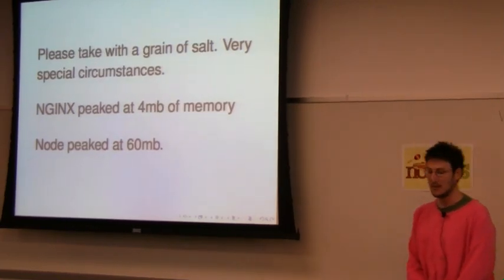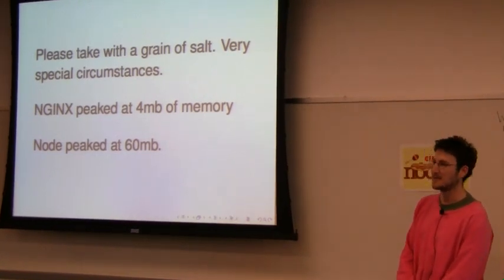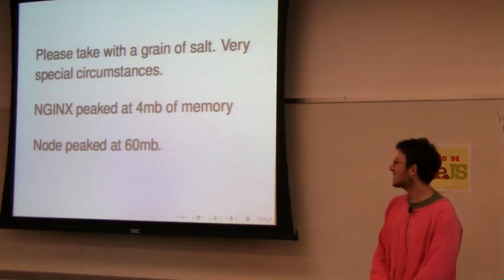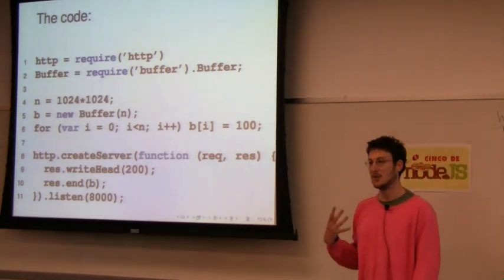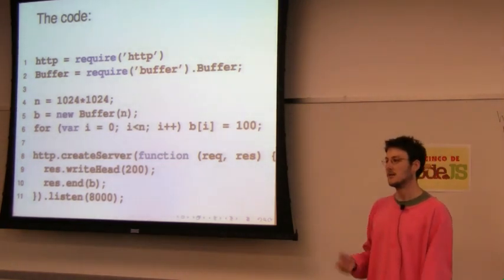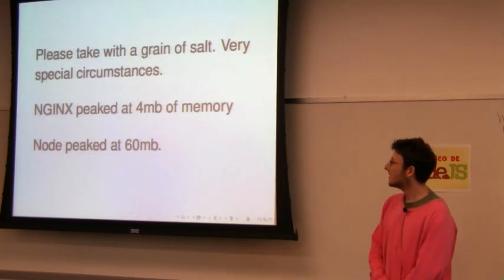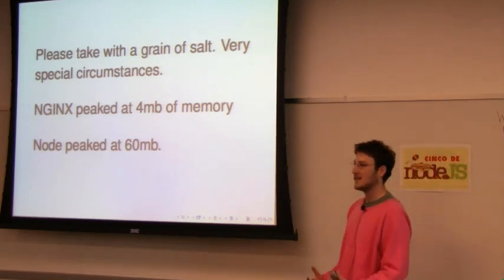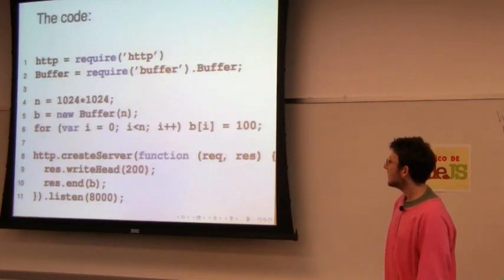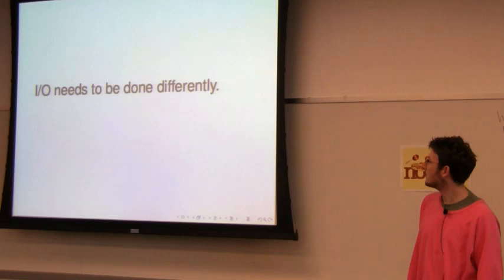I want you to take this with some grain of salt. The Nginx process was using 4 megabytes of memory, and Node was using 60 megabytes of memory. This is a pretty specialized program where you're writing out just one chunk of memory all the time. Nginx was serving a 1 megabyte file, so it was probably doing some file system polling. There was probably a lot more going on there. But nevertheless, it's nice to see that your web server could possibly be serving static files from memory at a speed that is equivalent to an optimized C web server. Okay, so it's kind of fast.